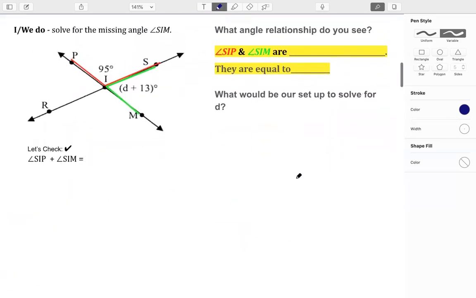Okay, same process. We're going to try out a few more to see if we get the hang of it. You can pause the video right here and determine what angle relationship you see. We are given 95 degrees, which is on angle SIP, and d plus 13, which is on angle SIM. What is the angle relationship that you see? Go ahead and pause the video here.